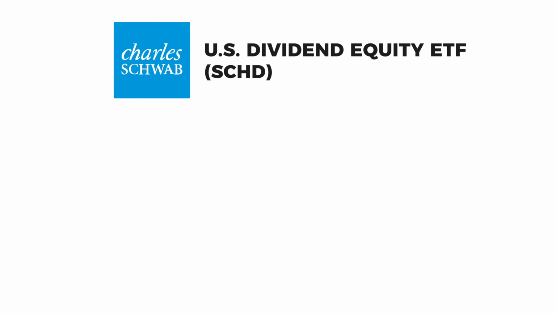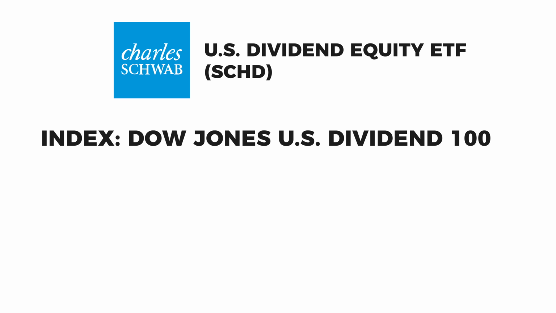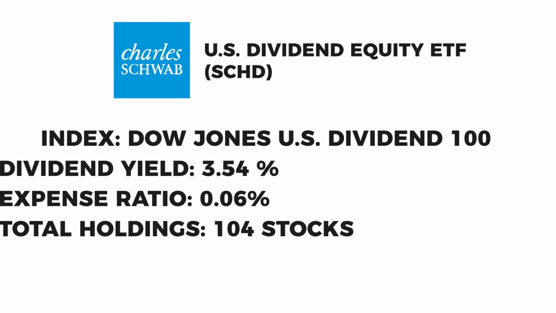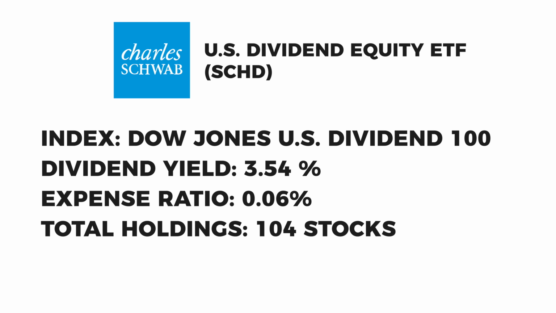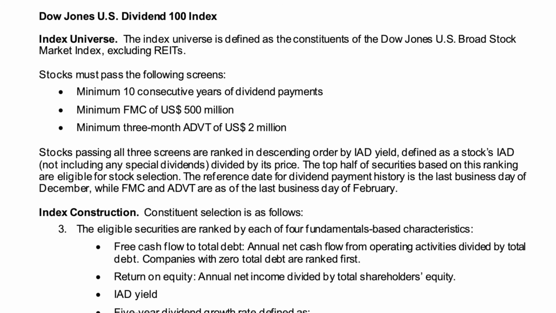So just some real quick basics. SCHD is the Schwab Dividend Equity ETF. The benchmark that it uses, like we mentioned before, is the Dow Jones US Dividend 100. That means it has about 100 stocks in it. Technically here it has 104. It has a dividend yield of 3.54% and an expense ratio of 0.06%, which is extremely low. And here are the criteria that actually go into this ETF. I'm going to go through each of them one by one, and we'll talk about them.